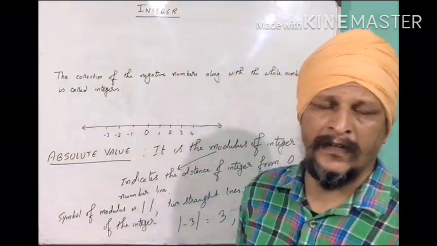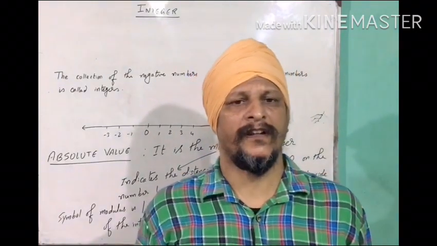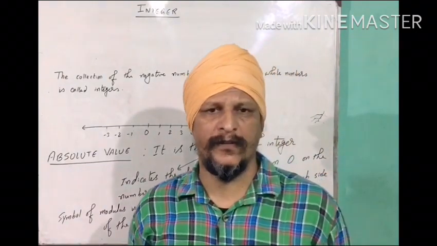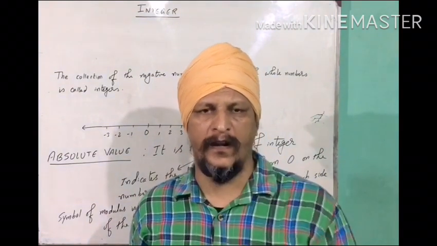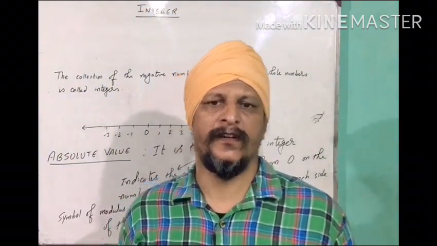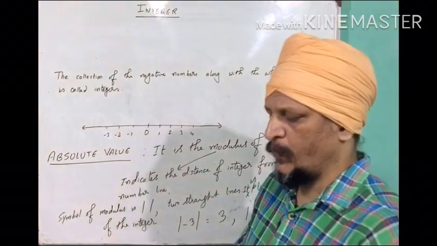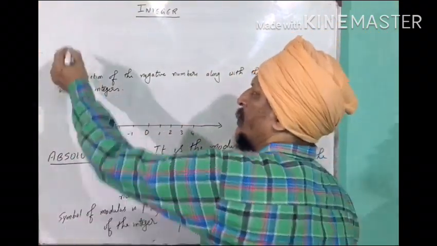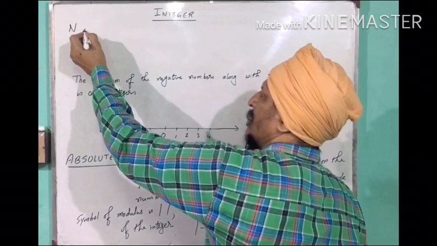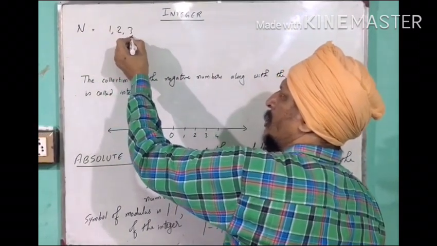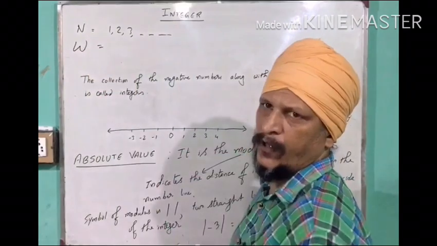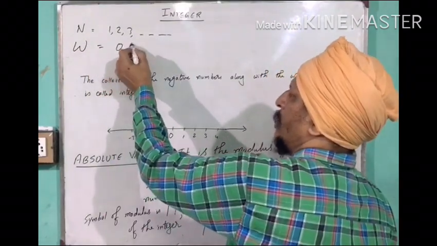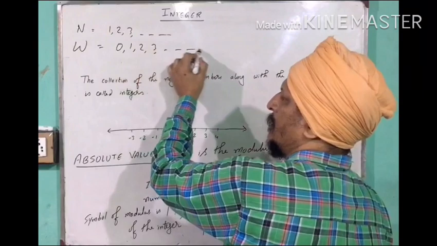So now, in the previous classes, you have already studied natural numbers and whole numbers. If a question arises, what do you mean by natural number? Natural numbers are the numbers which begin from 1, and whole numbers begin from 0. So natural numbers start with 1, 2, 3 and so on. W stands for whole numbers, so they begin from 0, 1, 2, 3 and so on.